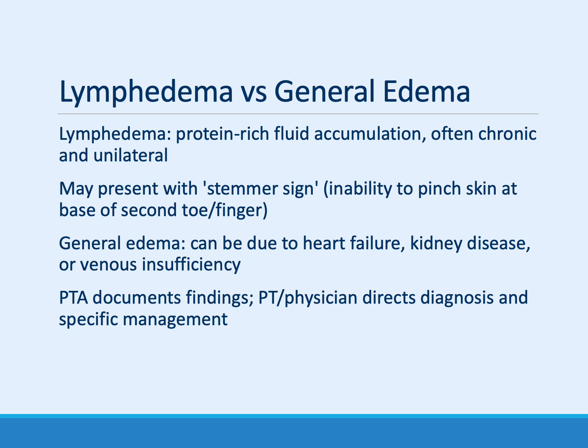A classic sign that they can reference on the test, and that's important to be familiar with by name, is a Stemmer sign, which is the inability to pinch the skin at the base of the second toe or finger because of the rigidity of the skin. And so any information in the question stem that references Stemmer sign is going to help point you towards lymphedema. Edema from heart failure or venous insufficiency is more often going to be bilateral. It's typically pitting and associated with other signs like varicose veins or discolorations from the staining of blood pooling.